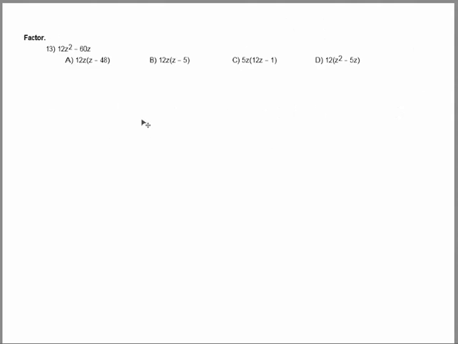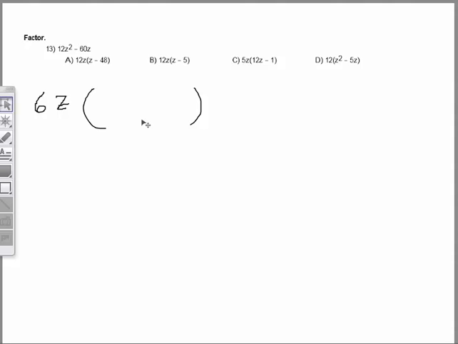Okay, next one we have to factor. How are we going to factor 12z^2 minus 60z? What do we have in common between those two? Anybody? Between 12 and 60, what do we have in common? 6. Okay, so if I factor the 6 out, it would be 6z, right?